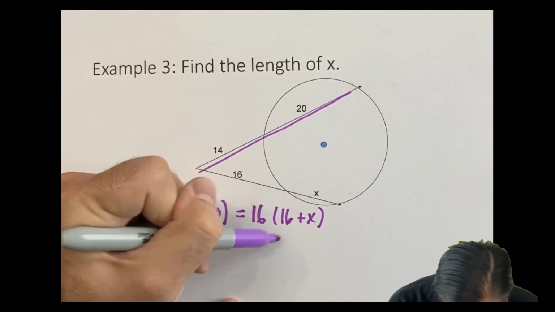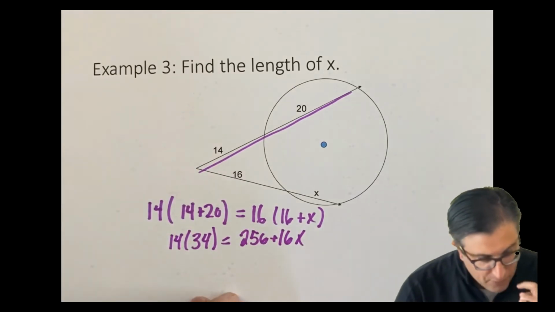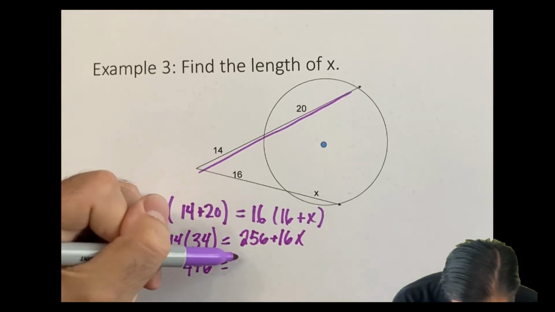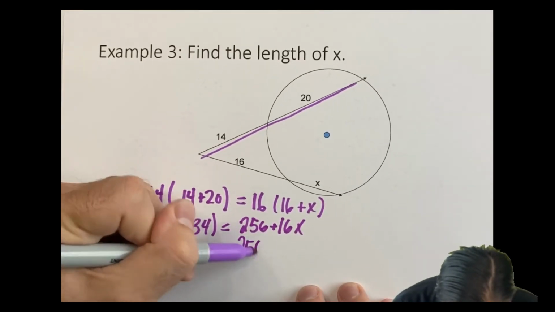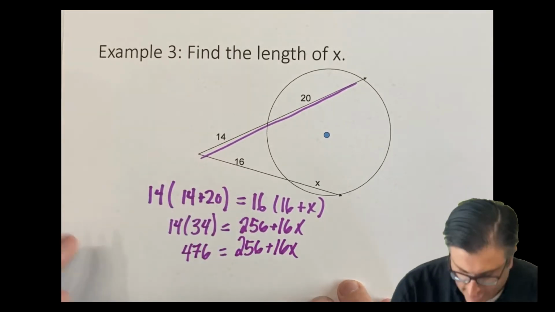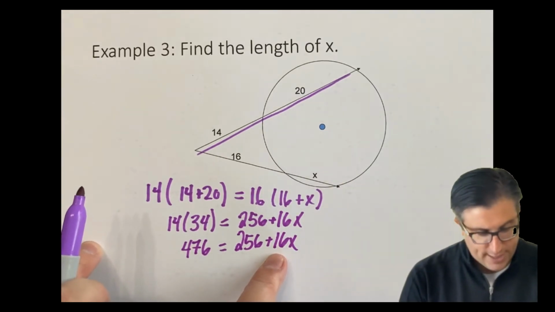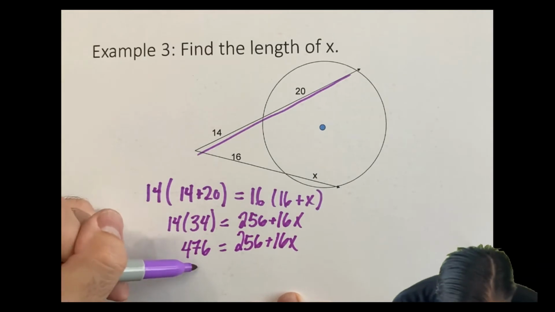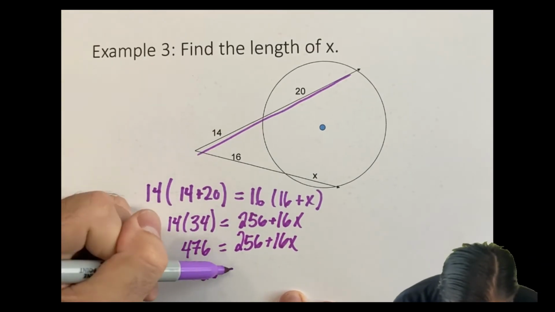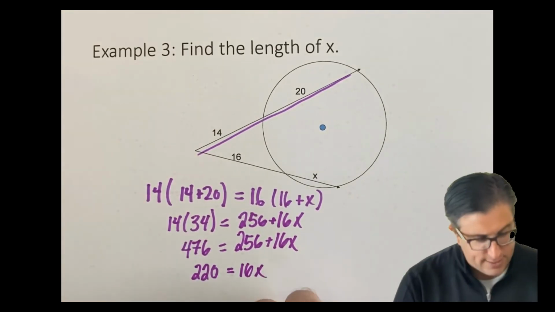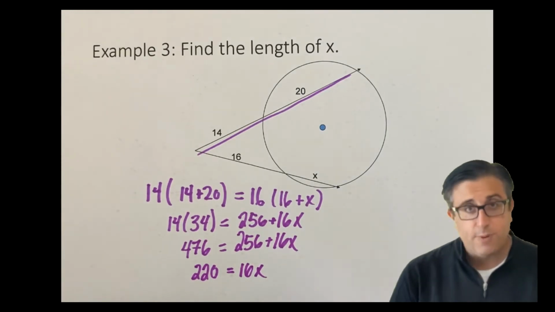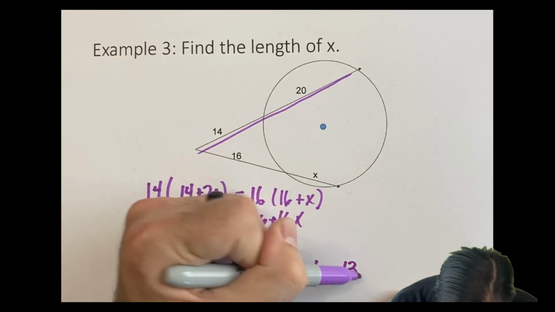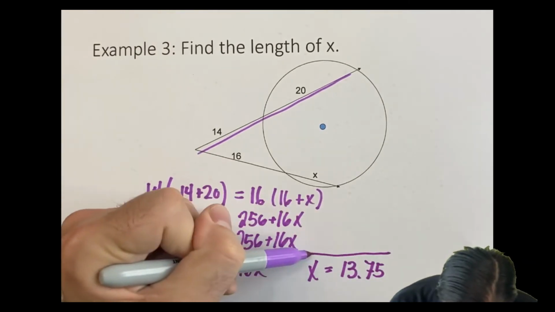256 plus 16x. 14 times 34 is 476, and that equals 256 plus 16x. I'm now in an equation that I could solve, so I subtract 256 from both sides. I get 220 when I subtract, and that equals 16x. Divide both sides by 16. I get an answer for x to be 13.75.